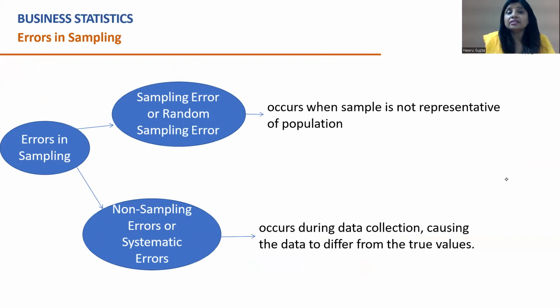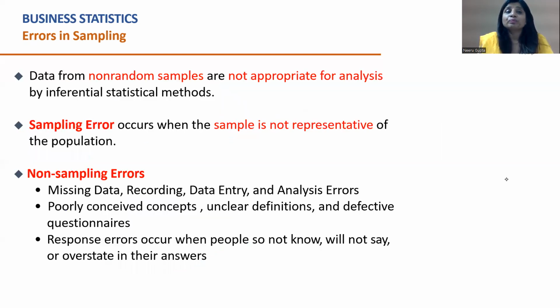What is this error in sampling? Sampling error, or random sampling error. The other one is non-sampling error, or systematic errors. Sampling errors occur when the sample is not representative of the population, but non-sampling error occurs during data collection, causing the data to differ from the true value. Okay, what kinds of errors are there in sampling?